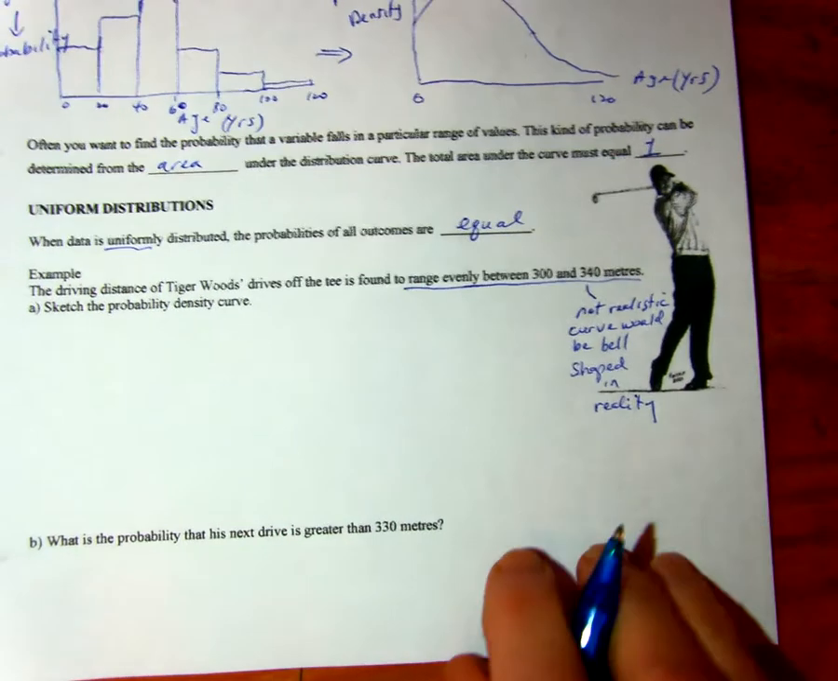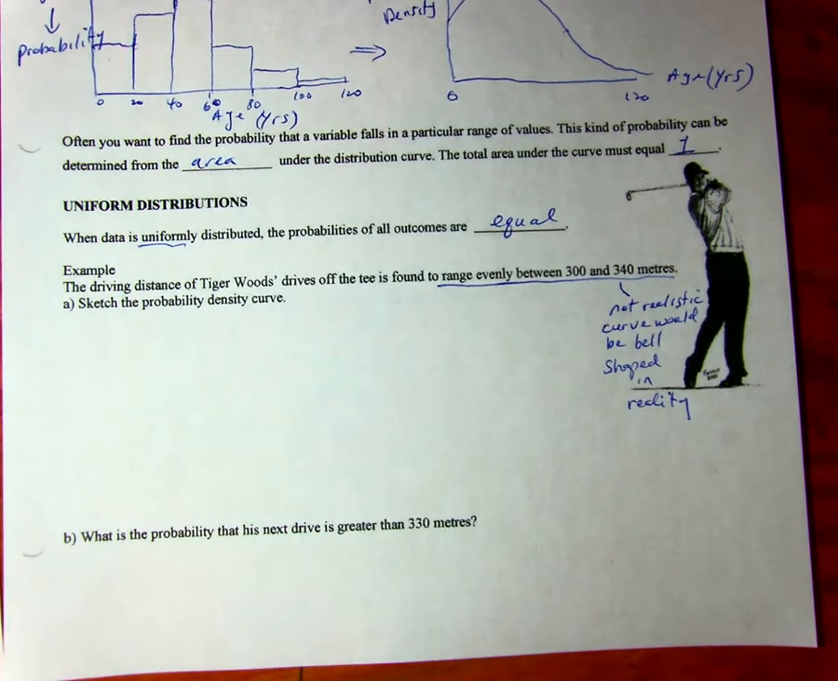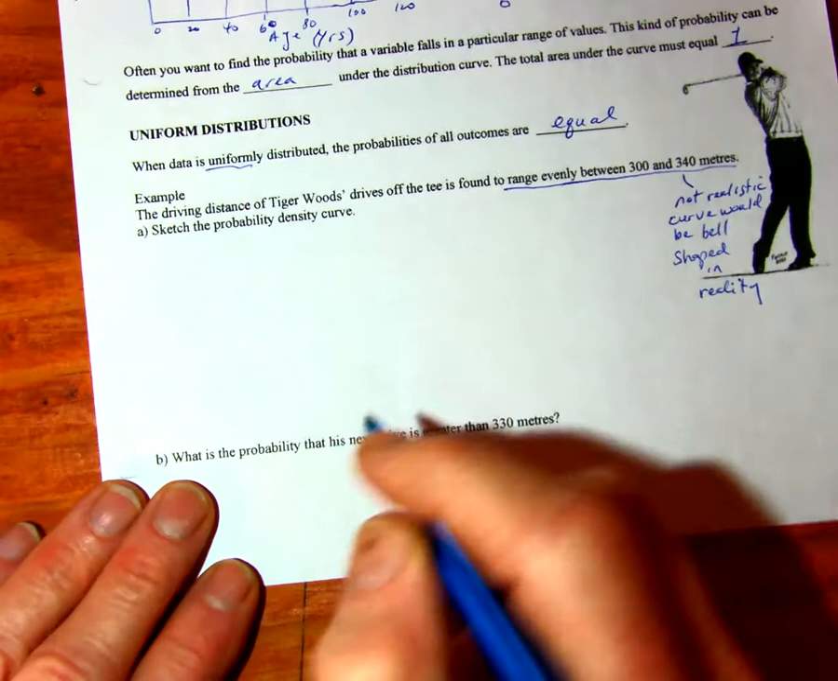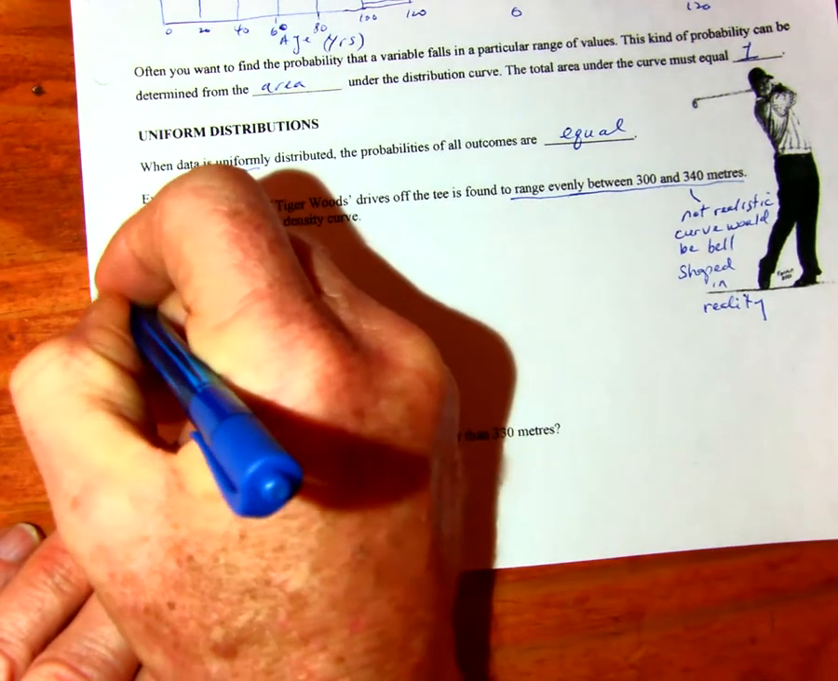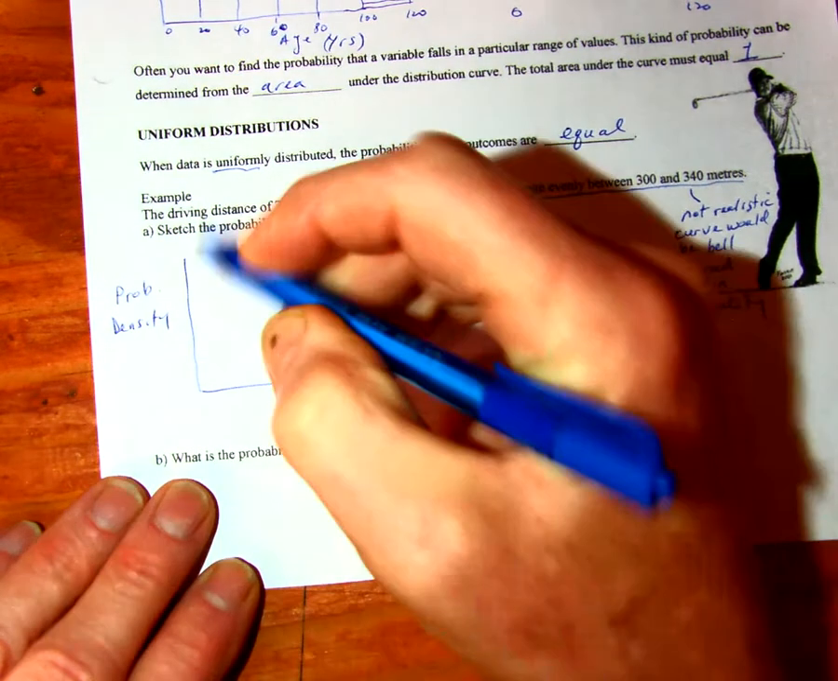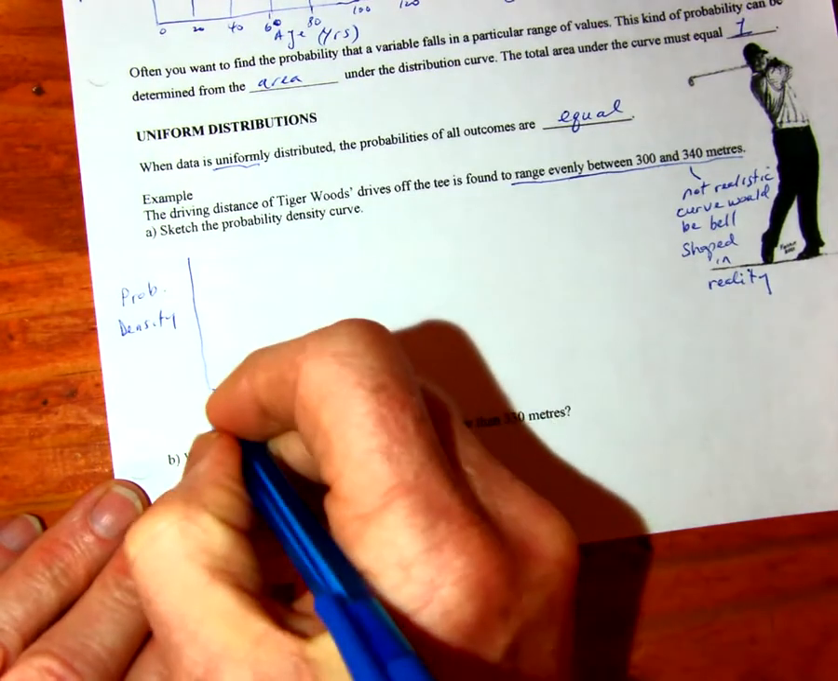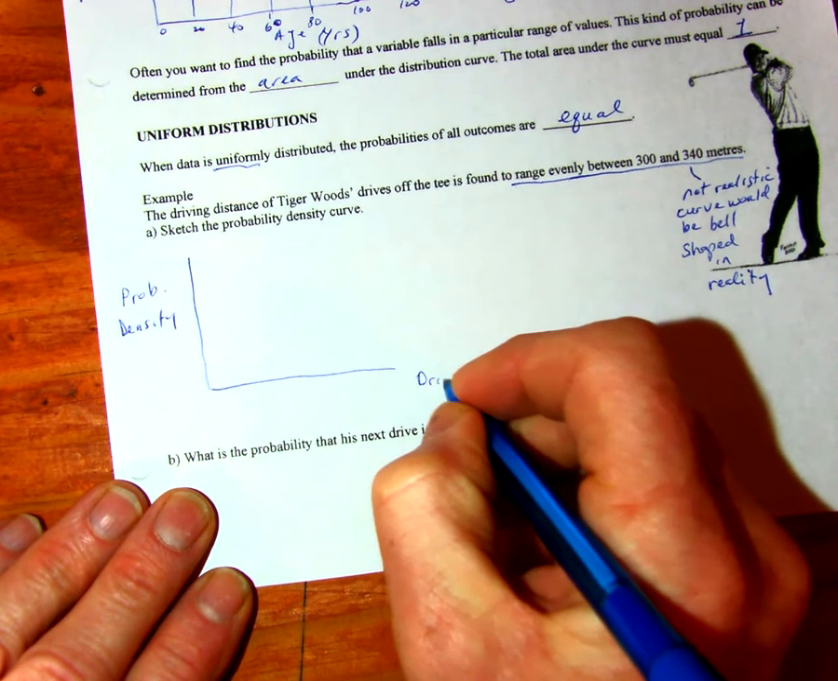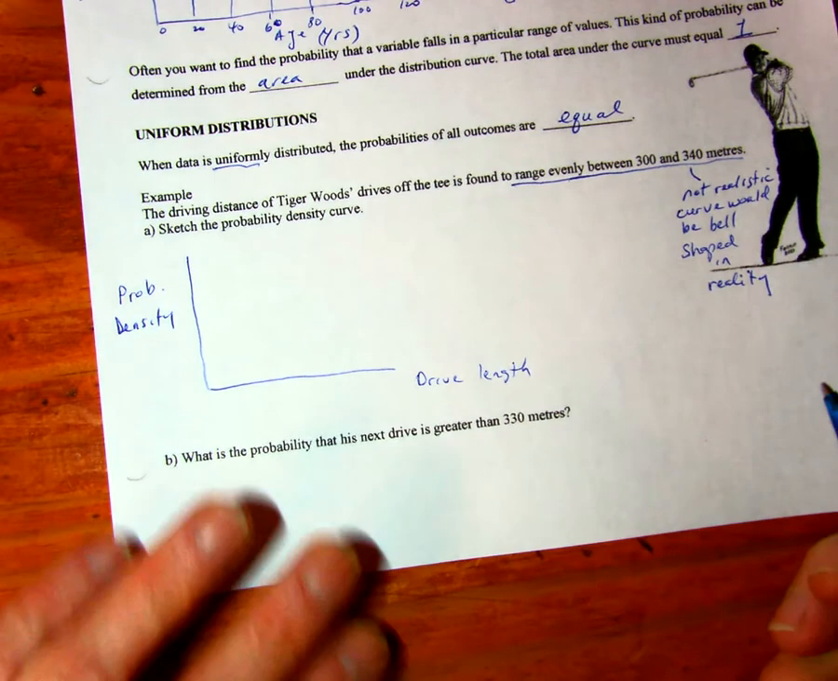All right, but we're going to presume this is true. Sketch the probability density curve. Probability density is going to be a number between 0 and 1. Then you're going to have length, drive length. And this is in what, yards? What is it? Yeah, meters.